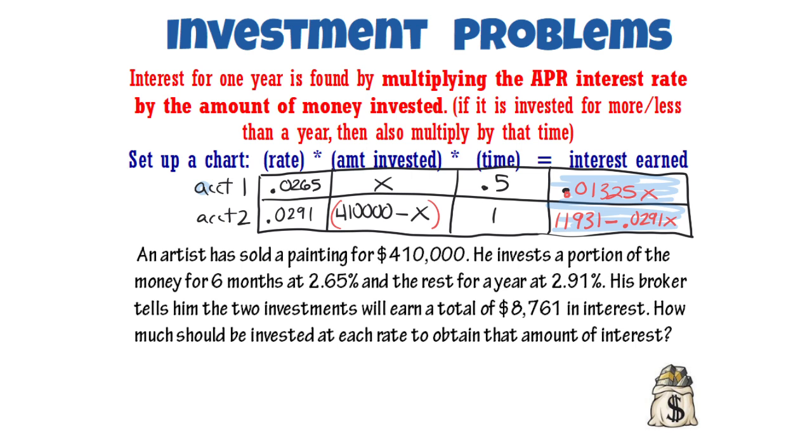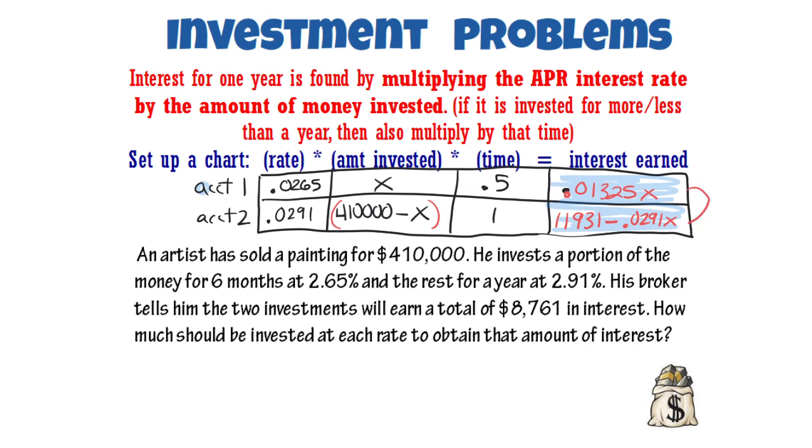So what do you think? Do these two values equal each other? Did he say that you're going to earn the same amount of interest in both accounts? No, he didn't. What he said is you're going to earn a total of 8,761. So if that's the total you're going to earn, that means you have to take this amount plus this amount, and it will equal that amount. So that's what my equation is going to be.